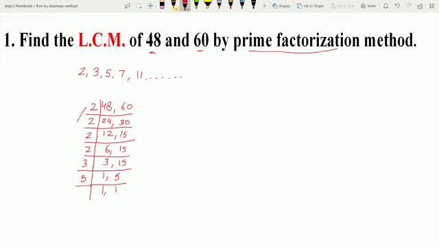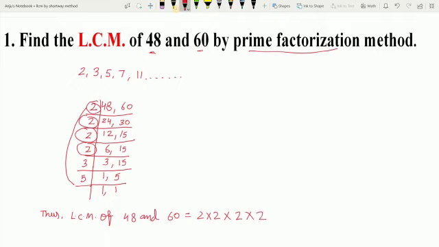Student, these are the prime factors of 48 and 60. Here we have 4 times 2, 1 times 3 and 1 times 5. Now we multiply all the factors to find LCM. Thus, LCM of 48 and 60 is equal to 4 times 2, that is 2 into 2 into 2 into 2, and then 3 into 5. Now we multiply these factors to get the LCM. So 2 2s are 4, 4 2s are 8, 8 2s are 16, 16 3s are 48, and 48 multiplied by 5 is equal to 240. So student, here 240 is the LCM of 48 and 60.